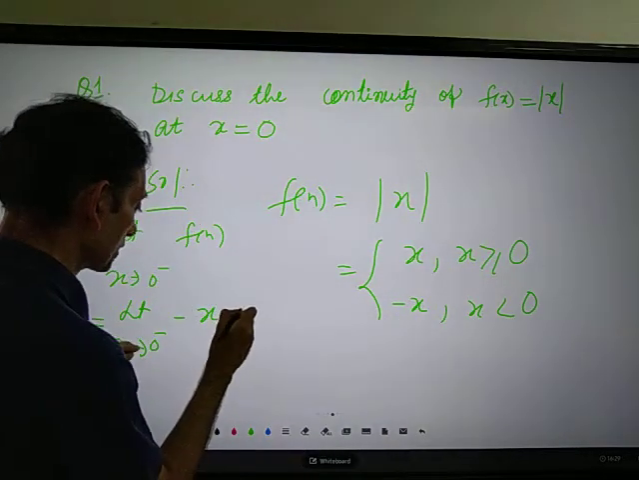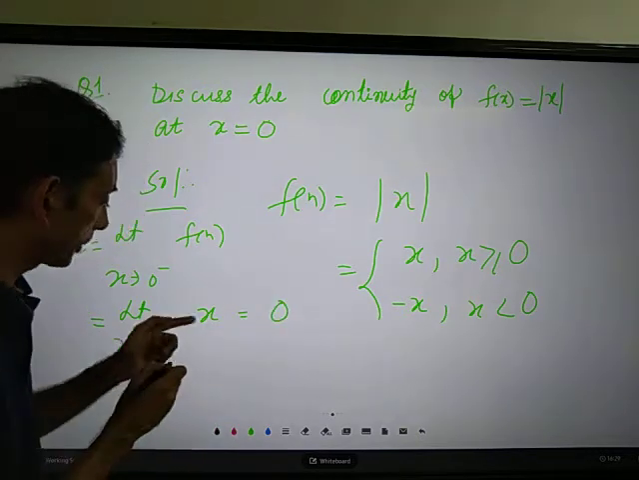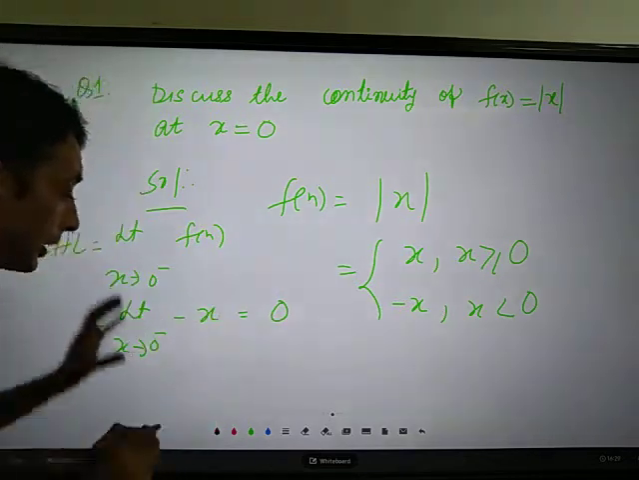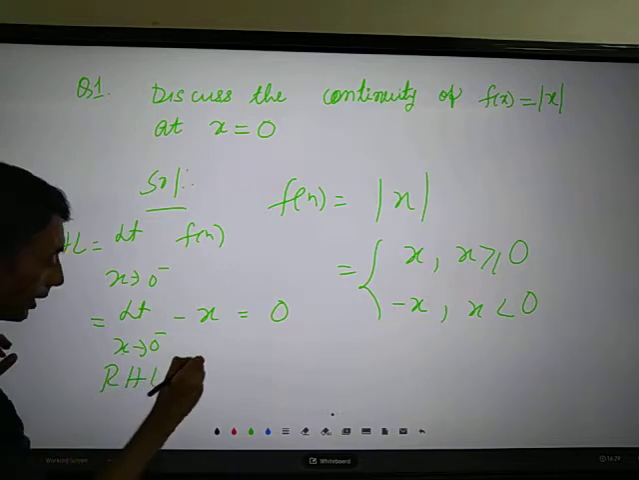And if you substitute the value in this limit, it will be 0. Though it's minus x, x approaches 0, so the value of the limit is 0. Now we'll calculate the right hand limit. What is the right hand limit?